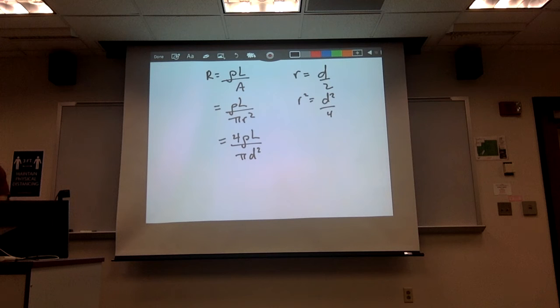So let's solve this for the diameter. So it says my diameter then is going to be equal to 4 times rho times L divided by pi times the resistance, all square rooted. So this is going to be my diameter. Plug in my numbers. What I get in this case is this works out to be about 2.02 millimeters. So this is my diameter.